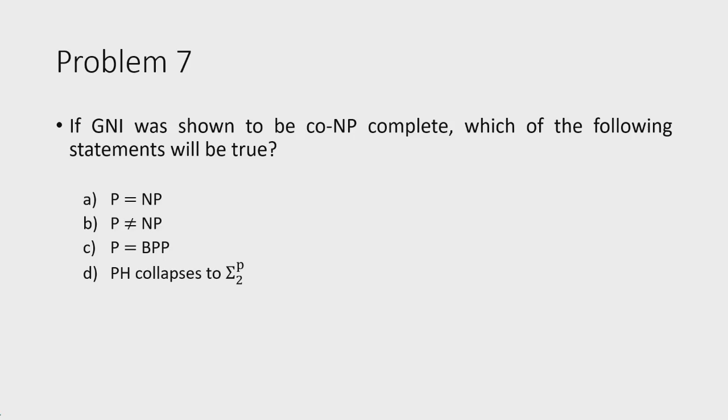Okay, let me just tell you what the answer is. The answer is PH collapses to the second level. And the reason is the following. If GNI is co-NP complete, then GI is NP complete. Now, in the lecture, we saw that if GI is NP complete, then PH collapses to the second level. So if GNI is co-NP complete, then PH collapses to the second level.